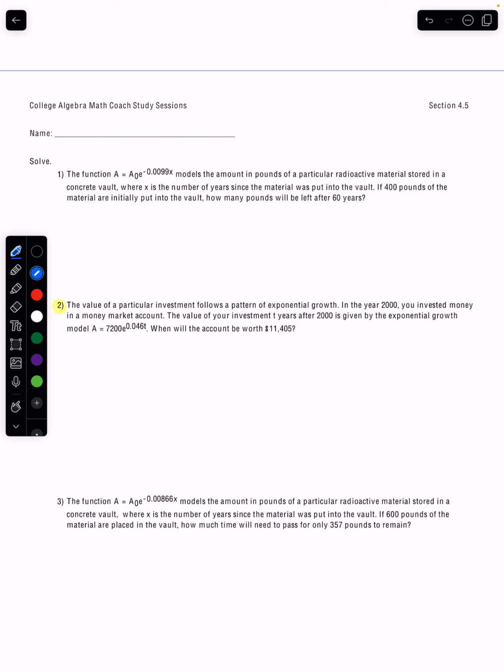When will this account be worth $11,405? So we're given the number that we're looking for, like the total amount, but we're not given the T. So it looks like we're going to solve for T here. So using this equation and this amount, we'll solve for T.